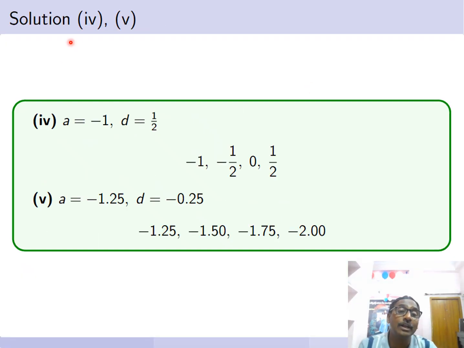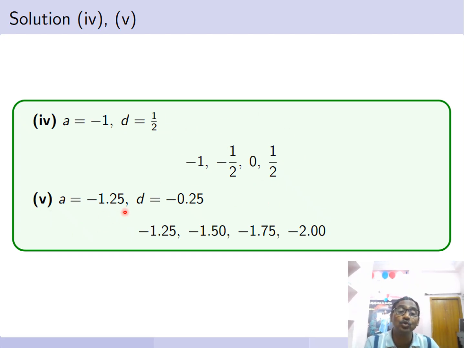Next, the fourth one, A equal to minus 1, D equal to 1 by 2 is given. So we are finding the first four terms. Minus 1 is the first term, next minus 1 plus 1 by 2, next minus 1 plus 2 times 1 by 2, next minus 1 plus 3 times 1 by 2. You will get these in that way.